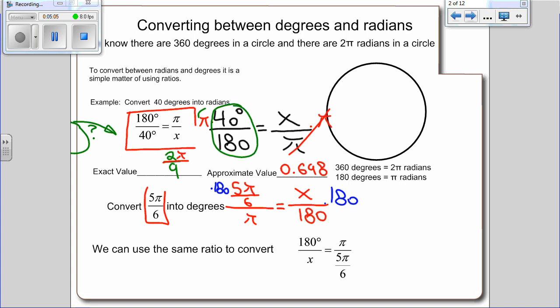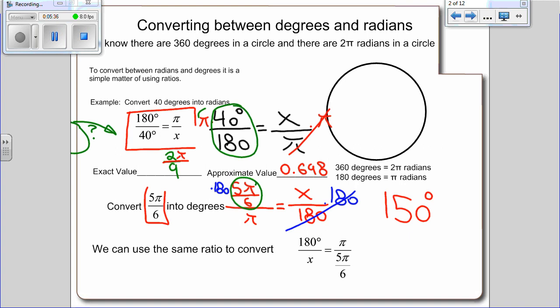Then punch the whole thing in your calculator. To do that, you might want to break it into chunks. So I would just go 5 pi, hit enter, divide that by 6, hit enter. Now I know that 5 pi over 6 equals 2.6178. I'm going to times that by 180, and then divide that by pi. And my final answer is going to be 150 degrees.